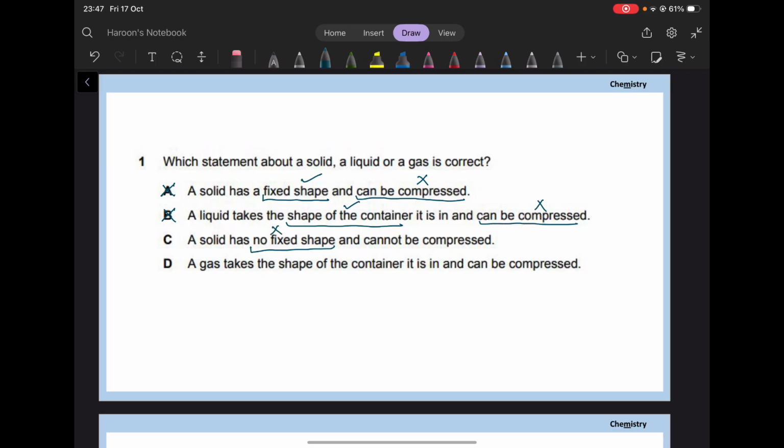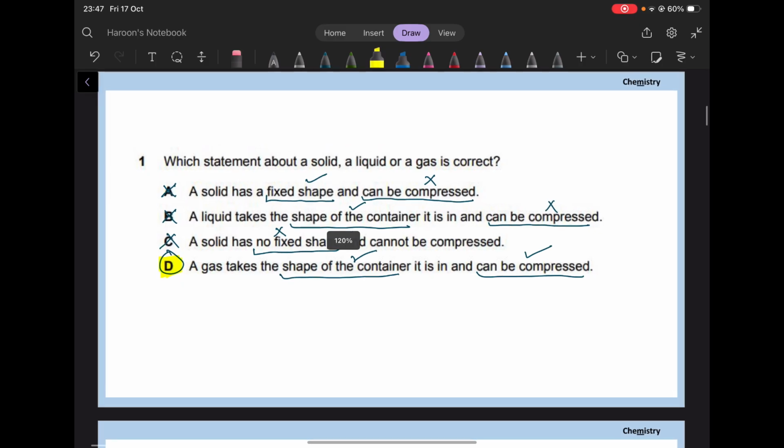D, a gas takes the shape of the container. Yes, it is a fluid, just like liquids, it takes the shape of the container and can be compressed. Yes, it can. It doesn't have a fixed volume. The particles are actually quite far from each other, so gases are compressible. So that makes D the correct answer over here. I hope this made sense.